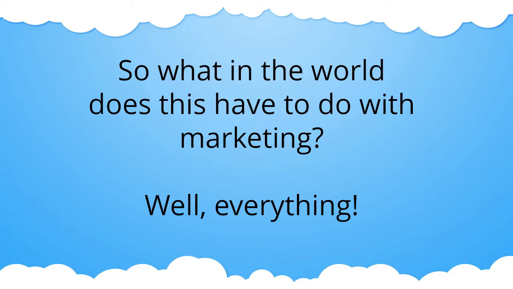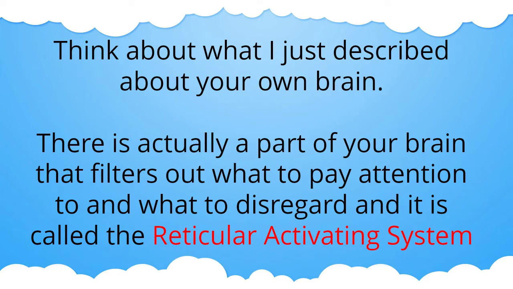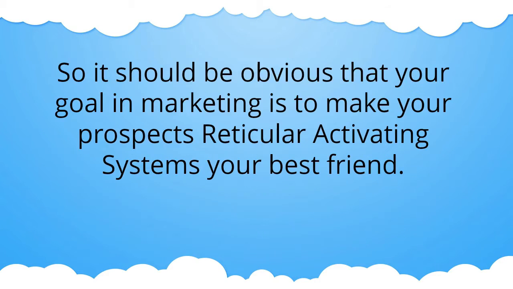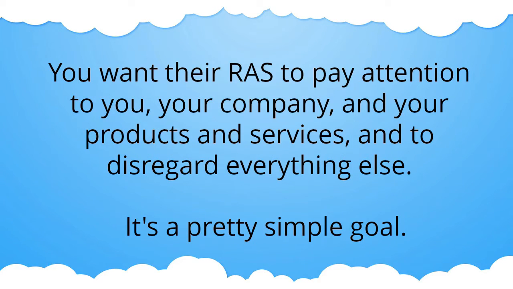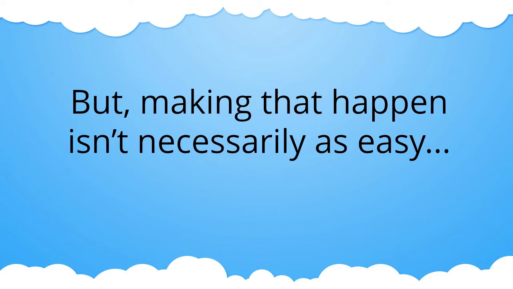So what in the world does this have to do with marketing? Well, everything. I mean, think about what I just described about your own brain. There's actually a part of your brain that filters out what to pay attention to and what to disregard, and it's called the reticular activating system. So it should be obvious that your goal in marketing is to make your prospect's reticular activating system your best friend. You want their RAS to pay attention to you, your company, and your products and services, and to disregard everything else. It's a pretty simple goal, but making that happen isn't necessarily as easy.